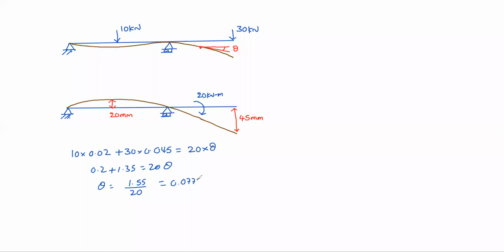0.0775 radians. If you want to find in degrees, 0.0775 into 180 by pi, 4.44 degrees. Okay, like this you can find this one. So like that, one more problem I will explain to you.